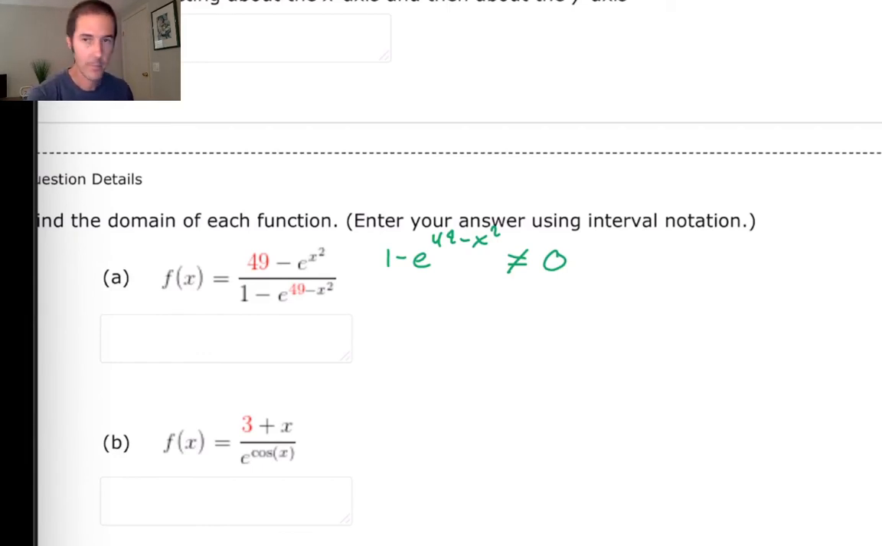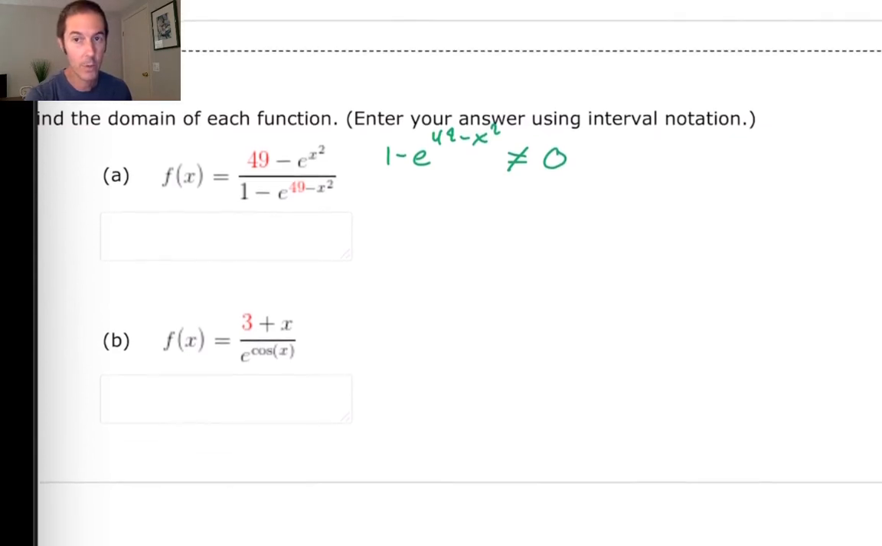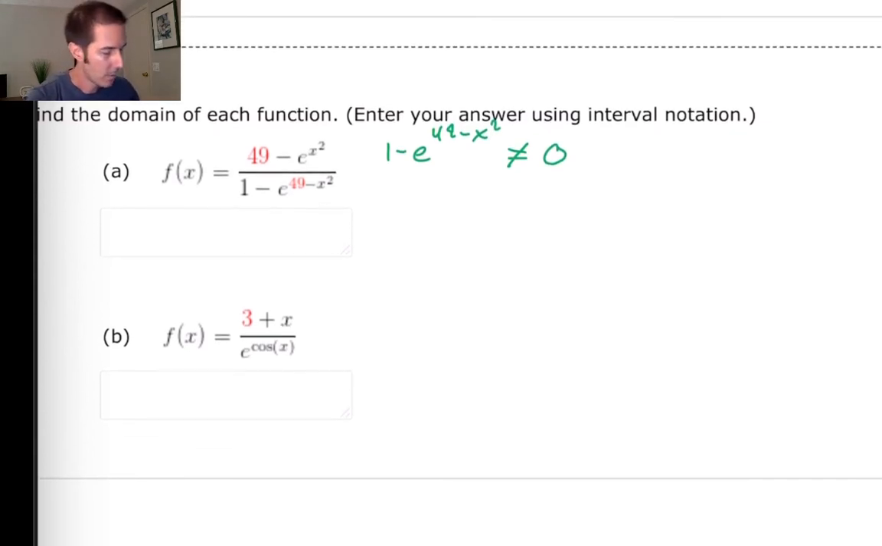Not only that, and this may be bad news for you, you should know how to solve this already. I'm going to add e to the 49 minus x squared to both sides. That gives me 1 is not allowed to equal e to the 49 minus x squared. If they were equal to each other, then I'd have 1 minus 1, which would be 0, but we don't want it to equal 0.